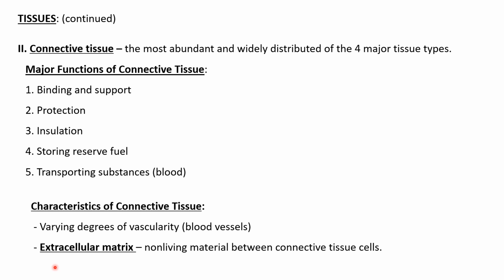Another characteristic is there is an extracellular matrix. Now look at the word extra, means outside, cellular, the cell. So there's going to be non-living material outside of the cells, between the cells in connective tissues. So remember, your epithelial tissues were right up next to each other like bricks or tiles. But these connective tissues, some of the cells are going to be spread far apart, and so forth.